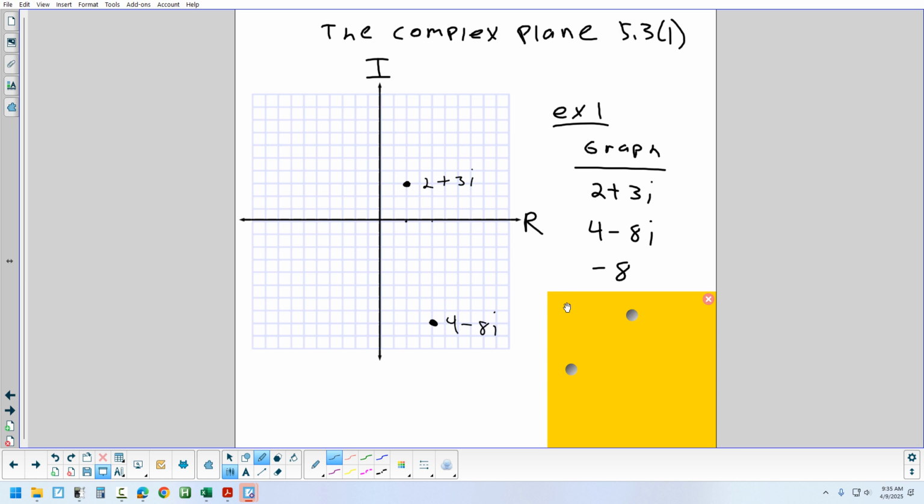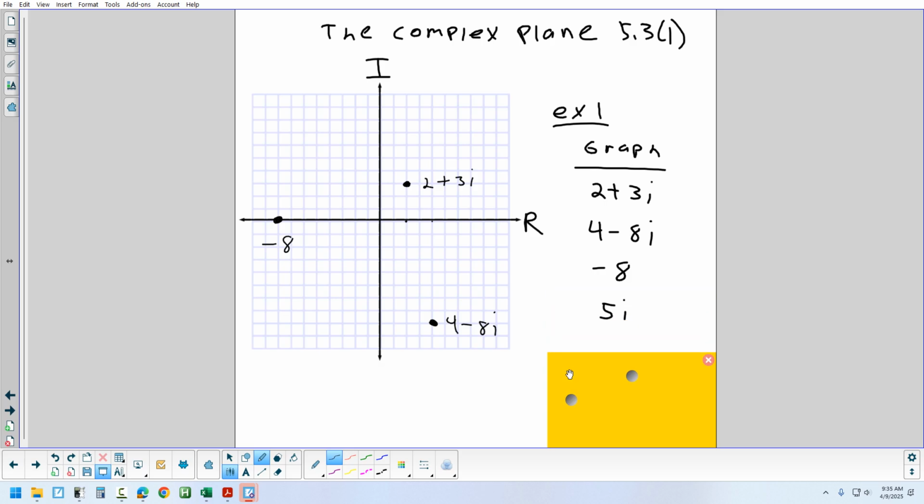How about negative 8? How would we graph that one? Yeah, 8 to the left. Just stay on the line. This time, think of the imaginary part as being 0, so you don't go up and down at all.